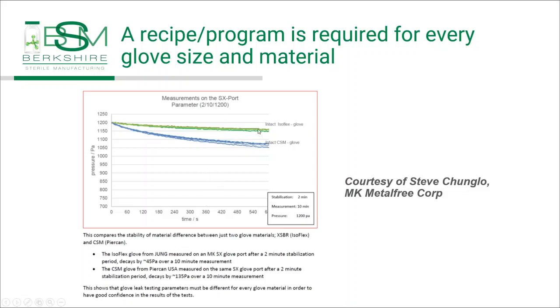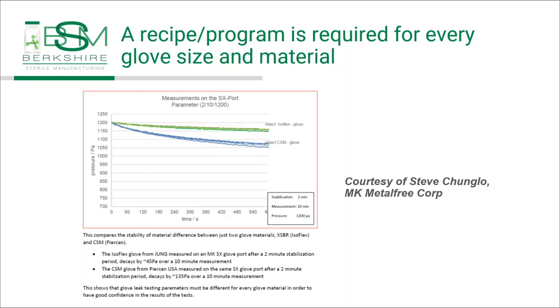And you can see here on this top line are Isoflex gloves. These are all intact gloves. They have about a 45 pascal decrease or decay of pressure over 10 minutes. This is a CSM glove right here. You can see they have approximately 135 pascal decay over a 10-minute period of time. So it's very critical that you base your decay curve and your glove integrity testers on the particular glove material and size that you're using.